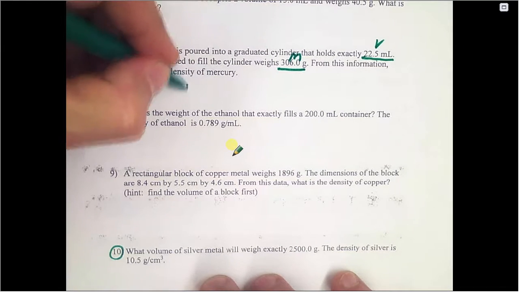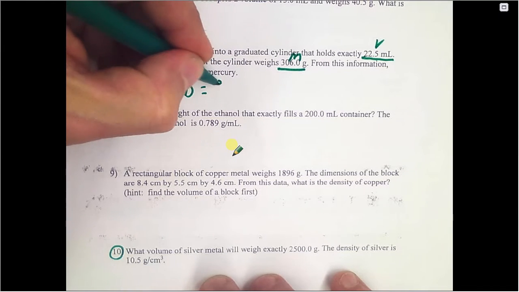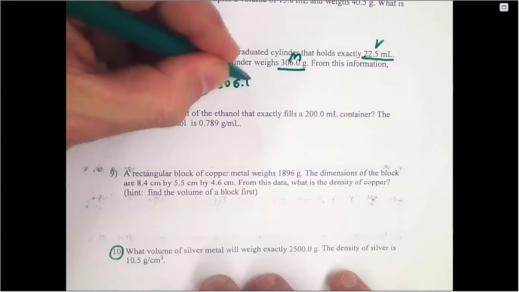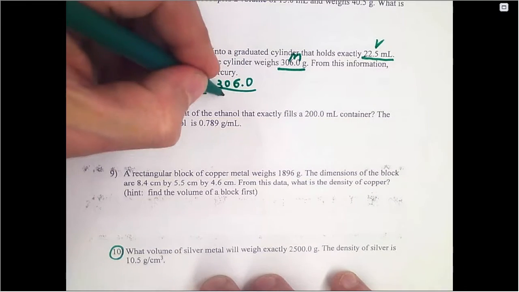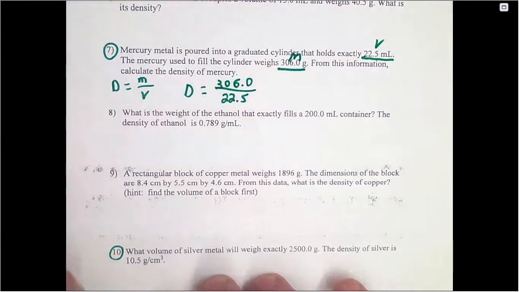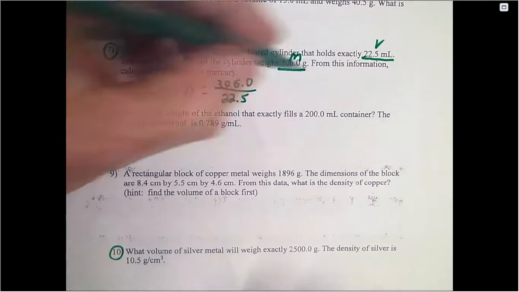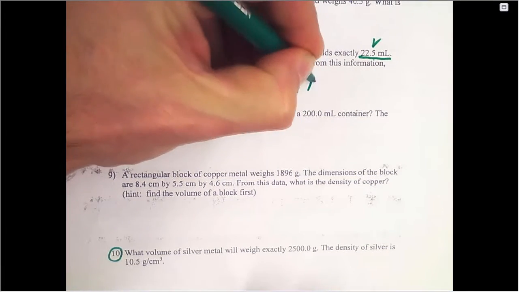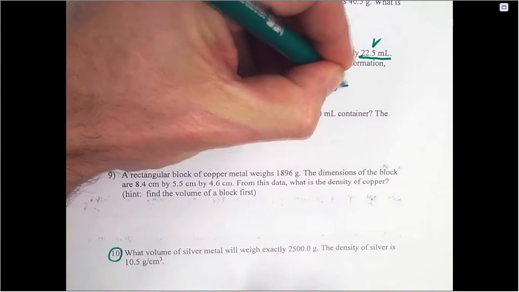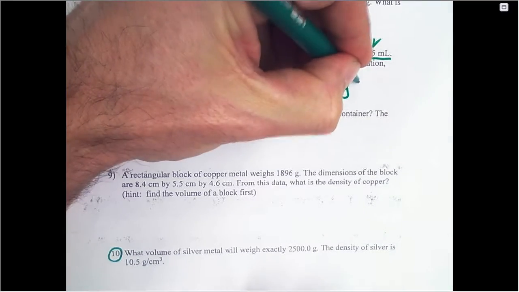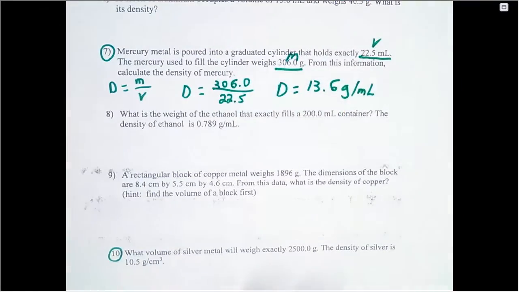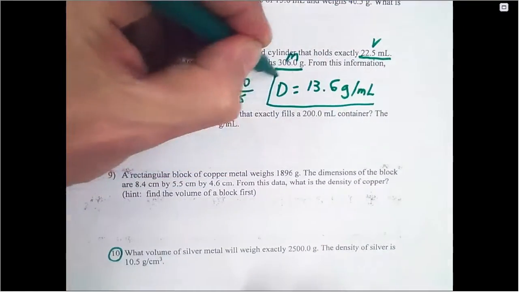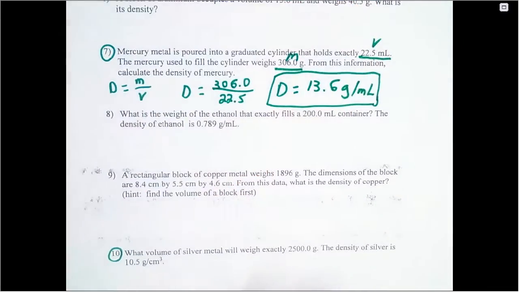So very easy. Density equals 306.0 grams divided by 22.5 milliliters. And if you did the calculation on your calculator, you would get a density of 13.6 grams per milliliter. And that's the answer for that one.